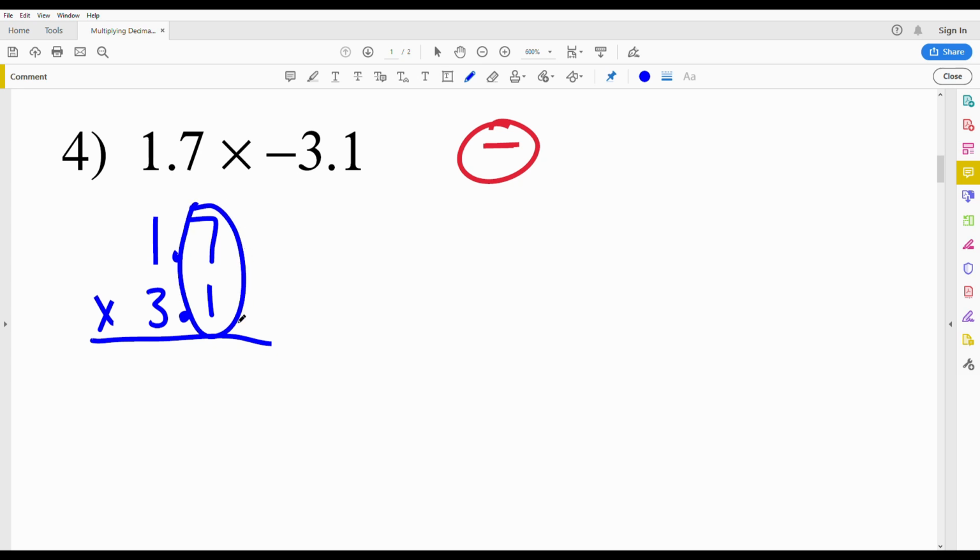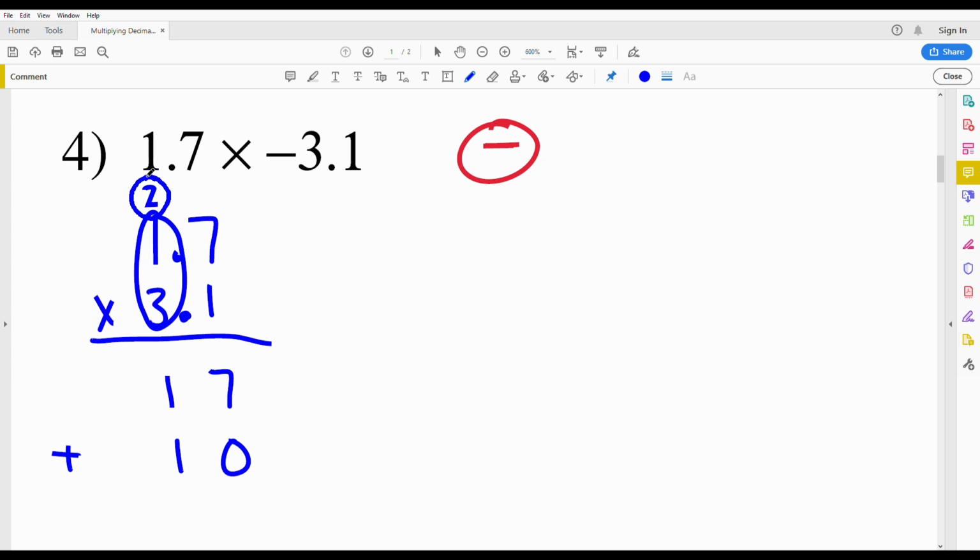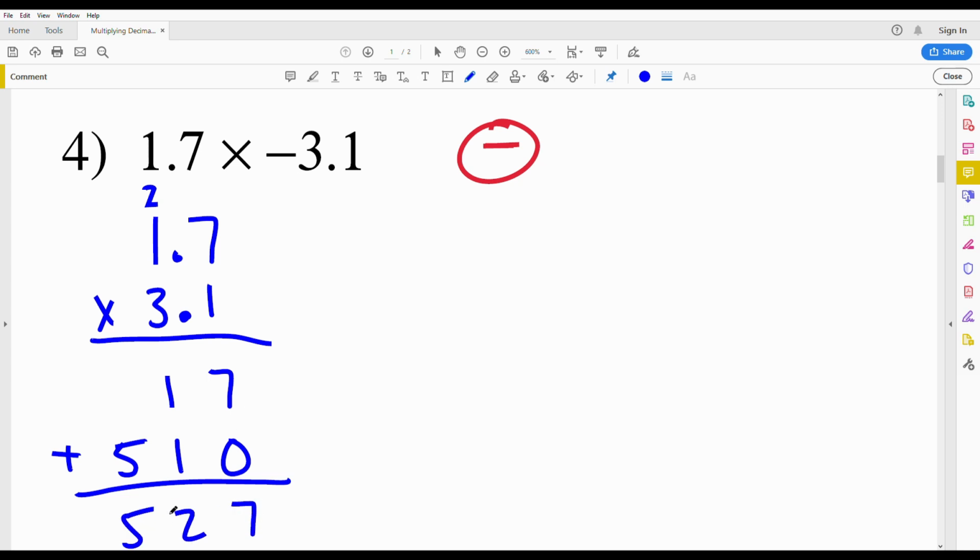First, I'll do 7 times 1, which is 7. Then I'll move on and do 1 times 1, which is 1. And I'll be adding that to, here's my placeholder 0, 3 times 7, which is 21. However, I'm not just going to write 21 here, I'm going to write the 1 and carry the 2. And when I carry that 2, my 1 times 3 will get multiplied together, and that 2 will not get multiplied, it will get added. So 1 times 3 is 3, plus 2 will give me 5. So I have 17 plus 510, which will be 527.